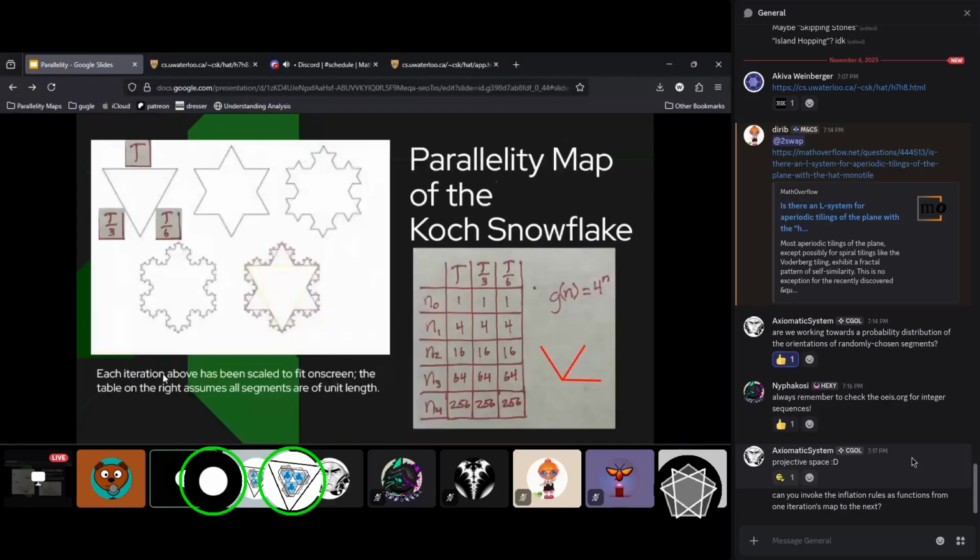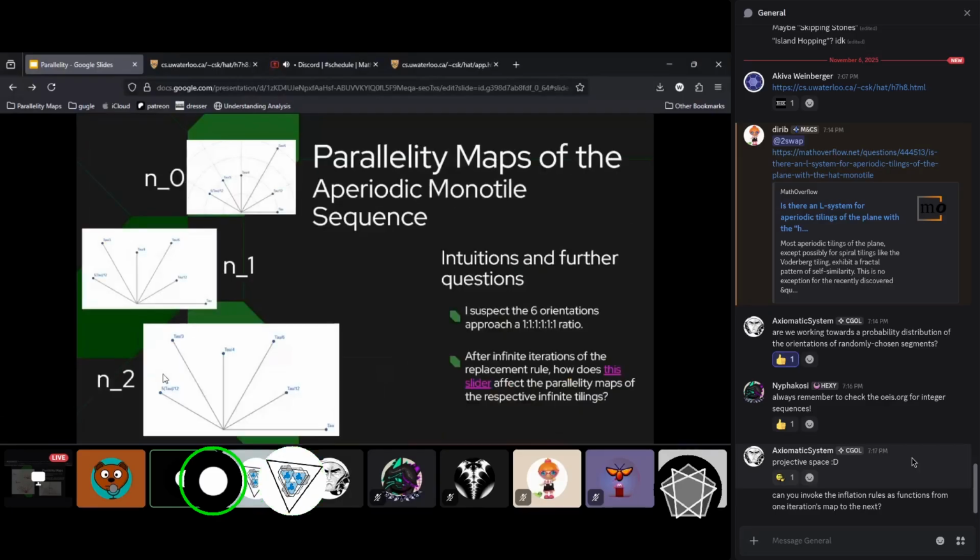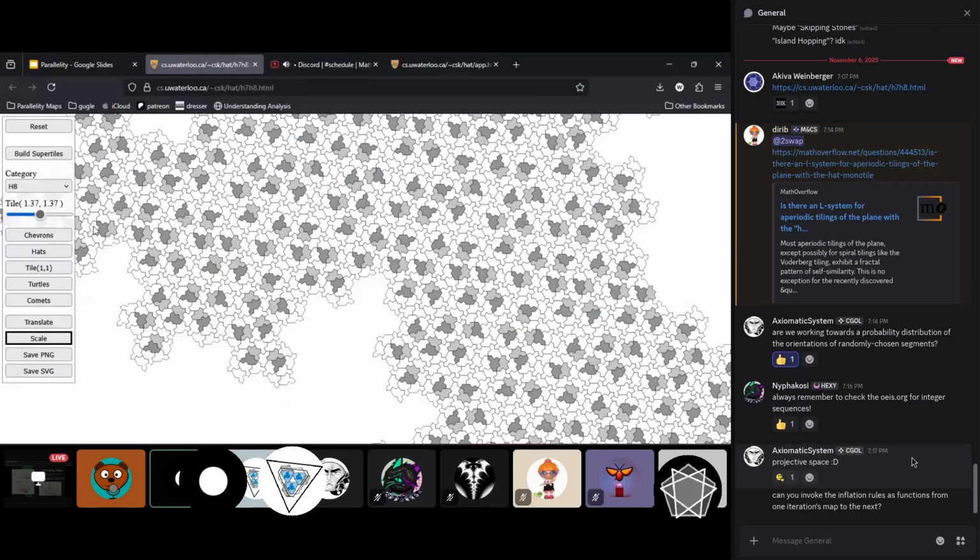Are we discussing the probability distributions of directions given a specific tiling, or is the answer unique? Is effectively what I'm asking, up to the selection of a tile.